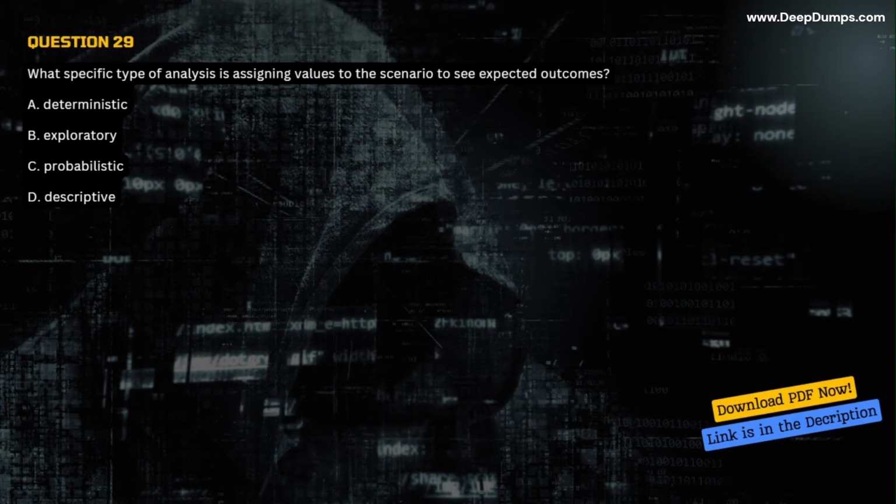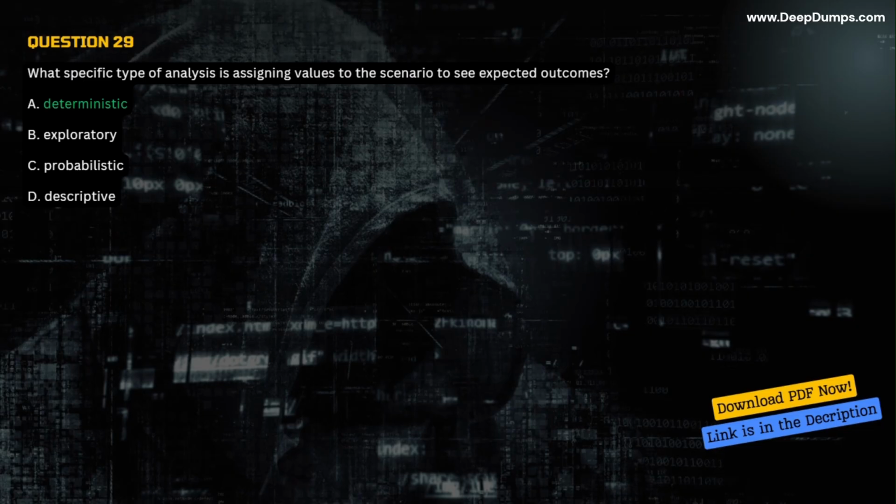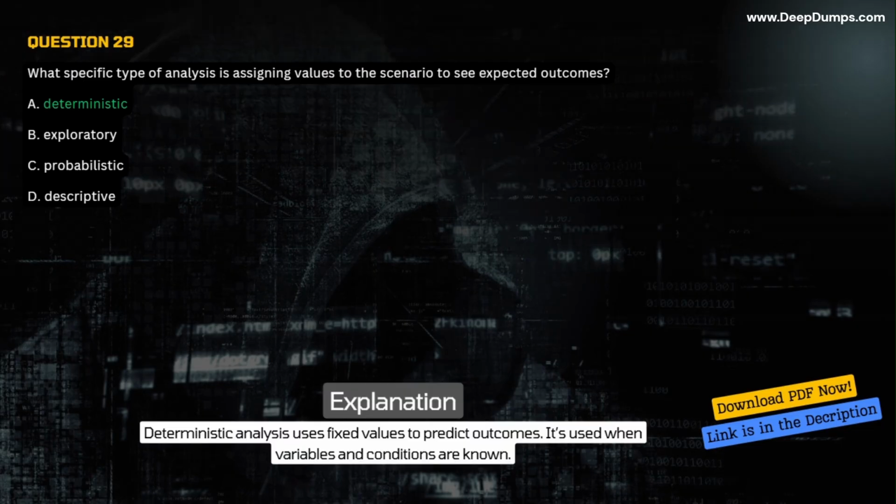Question 29. What specific type of analysis is assigning values to the scenario to see expected outcomes? A. Deterministic. B. Exploratory. C. Probabilistic. D. Descriptive. Correct answer A. Deterministic. Explanation. Deterministic analysis uses fixed values to predict outcomes. It's used when variables and conditions are known.